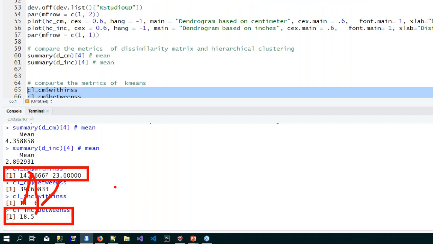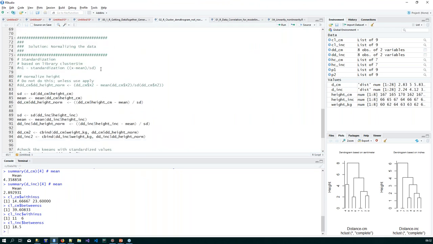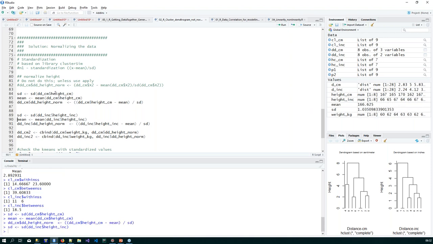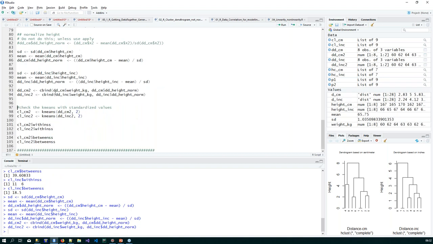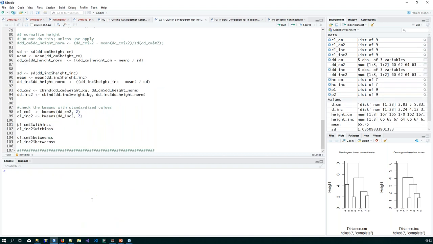So what I'll do next is use normalization. I will do a simple normalization, which means observation minus mean divided by standard deviation. No huge math going on here. I'll just run through that. And then I'll create the k-means again, and I will clear here so you can see it much better now.